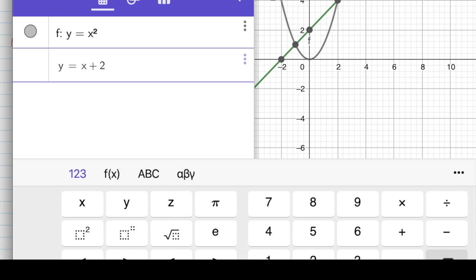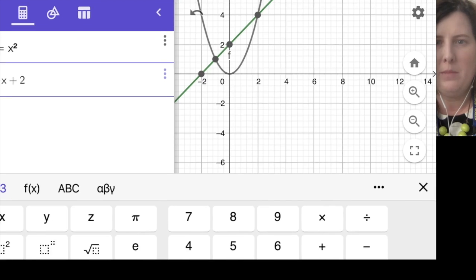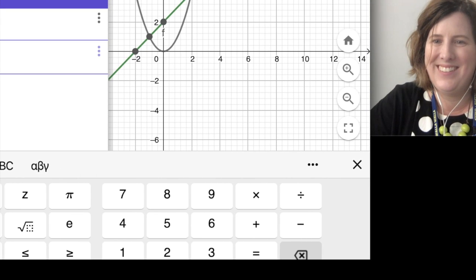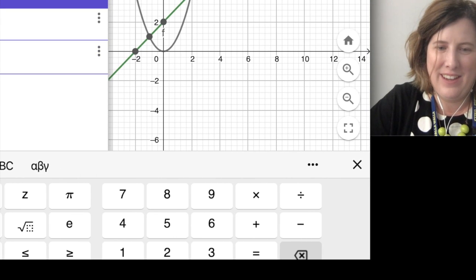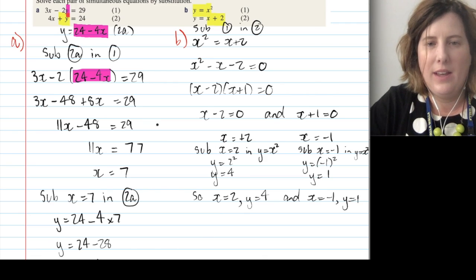Ooh, I need to move this one. Hello, ooh. Hello darkness, my old friend. There we go. So let's have a, oh, I keep clicking the wrong thing. You can't see where I'm clicking.